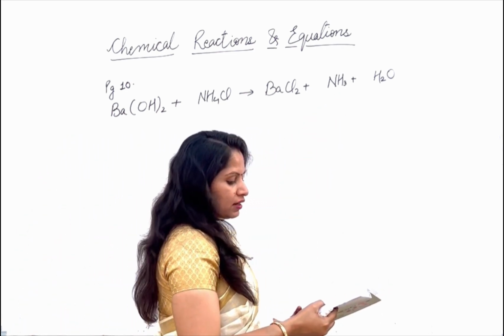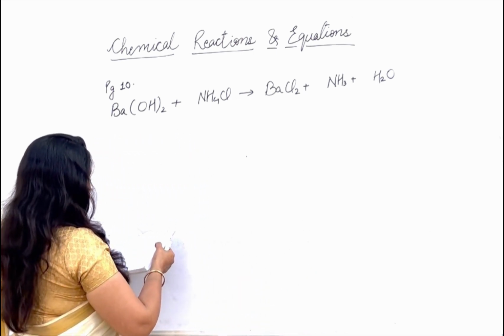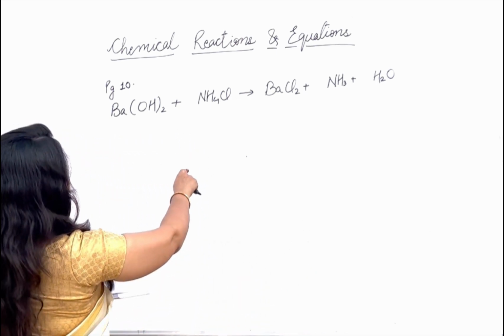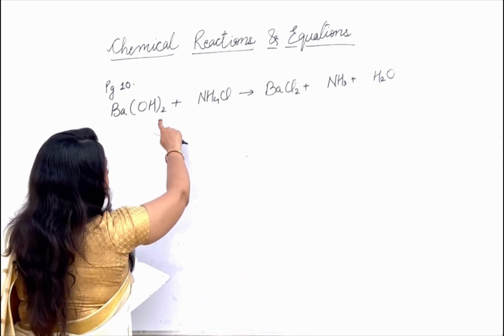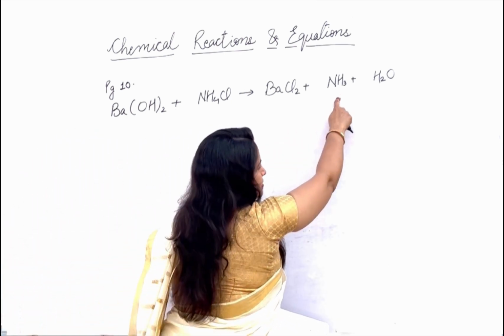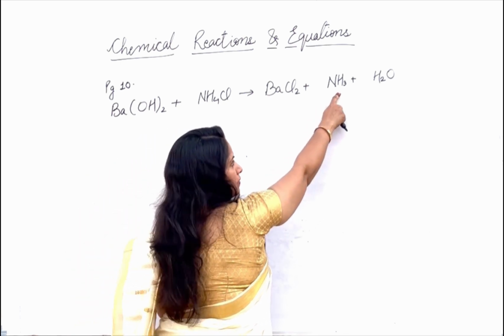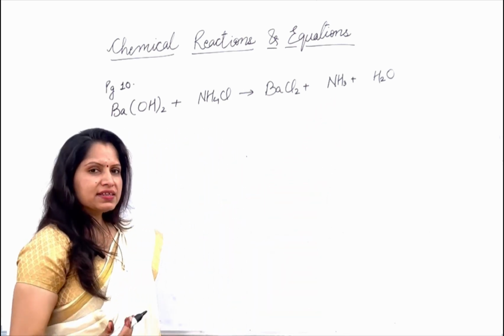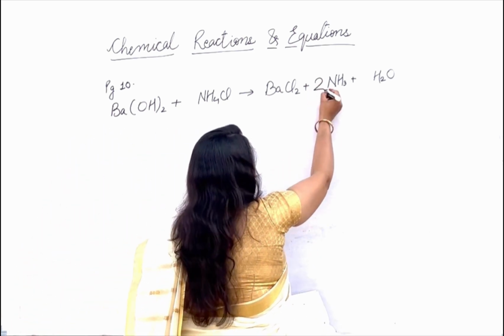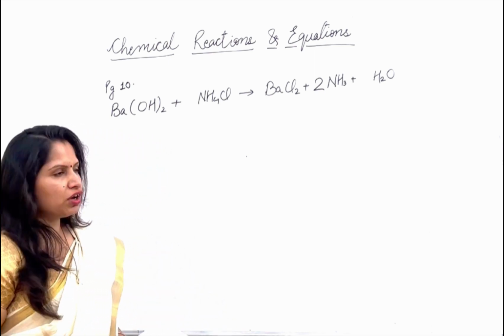So it's 6 this side and it's just 3 this side. To make it 6, this side only 3 atoms of hydrogen are there. To make it 6, I'll multiply it with 2. So I'll be getting 2 molecules of ammonia.